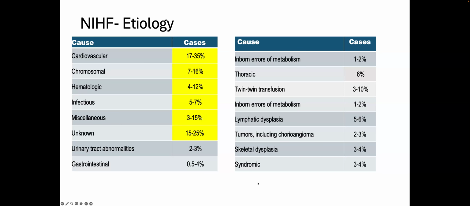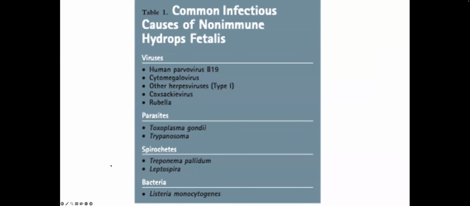And then you have other sets of causes which are slightly less common, which are given on the right side. Now, if you look at the infections which can cause non-immune hydrops, they can be viral, parasitic, spirochetal, and bacterial. They are dominated by the viral infections, as we said in the last answer. That's human parvovirus B19, cytomegalovirus, other herpes viruses, but predominantly type 1, which causes recurrent hydrops actually.